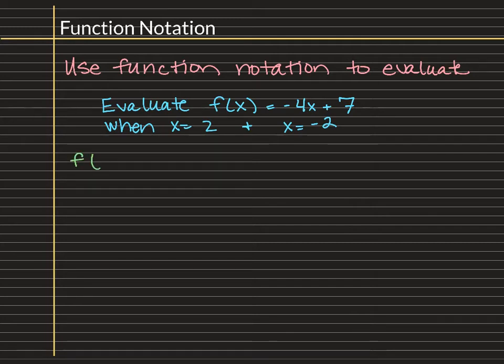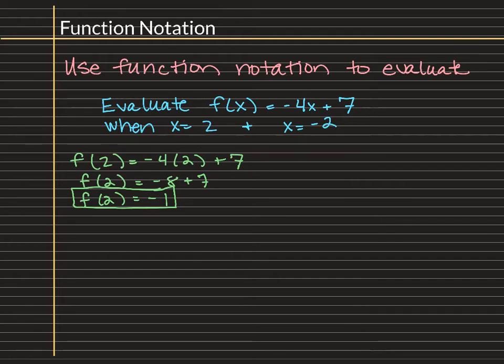F of x equals negative 4x plus 7. But everywhere there was an x, I'm now writing the number 2 because I'm plugging 2 in, not just x. And I'll begin to evaluate that. Negative 4 times 2 is negative 8. Negative 8 plus 7 is negative 1. So when I plug in 2, f of 2 ends up equaling negative 1.